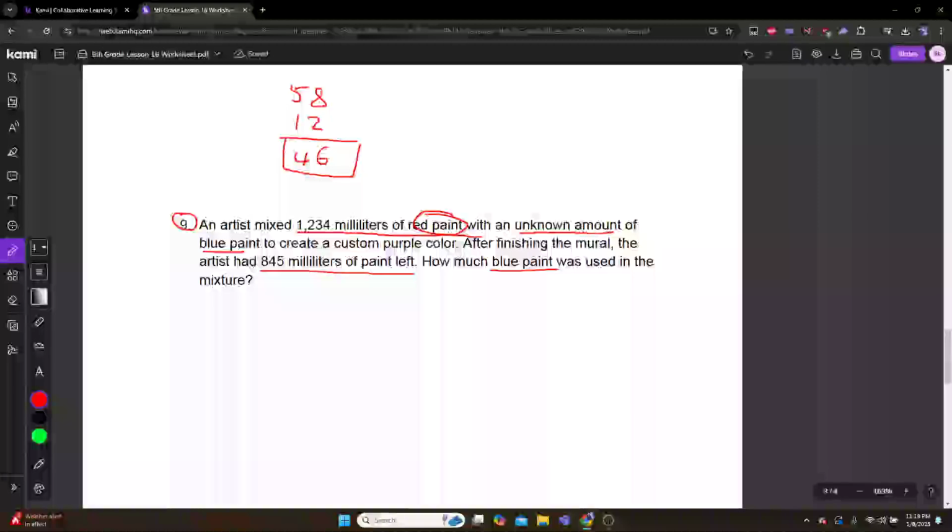But since we don't know the initial amount of blue paint that there was, we can't really know how much was used because even if we subtract these two numbers, there could have been more red paint used or more blue paint used. It's not an exact thing that we could understand. So this means that we don't have enough information to solve this problem.